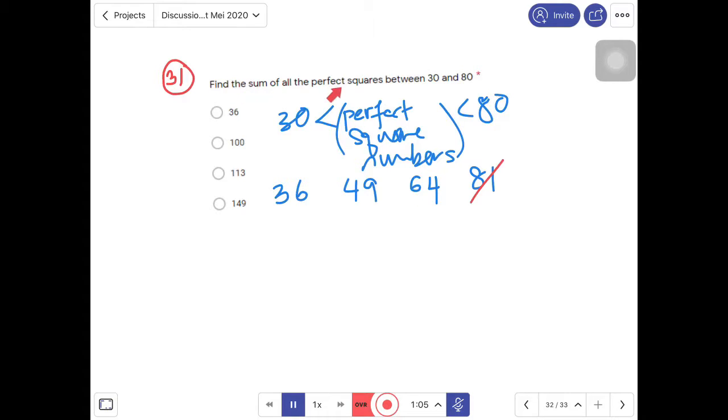So find the sum of all perfect square numbers between 30 and 80. Therefore, we just total up these three numbers. So we get equals to 149.